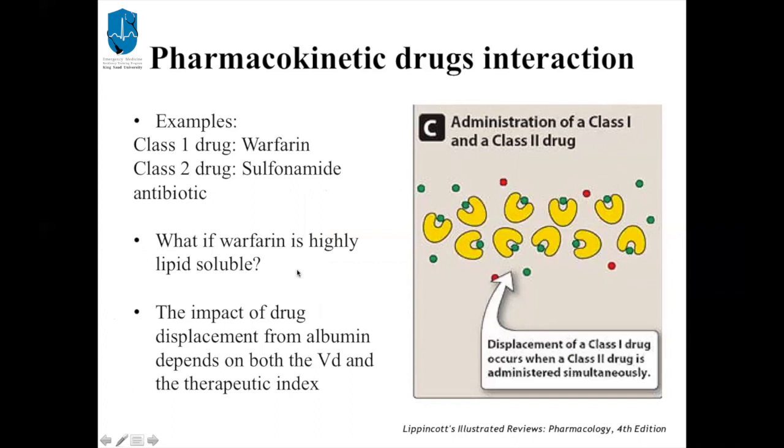the impact of this free drug depends on how lipid soluble it is and what the volume of distribution of it is, because if this free drug goes all into the tissues, it's not a big deal. But if it stays and binds to the receptors, then it can cause bad toxicity. And again, there is also the therapeutic index. The warfarin therapeutic index is very small, and usually we have very tight control of INR.